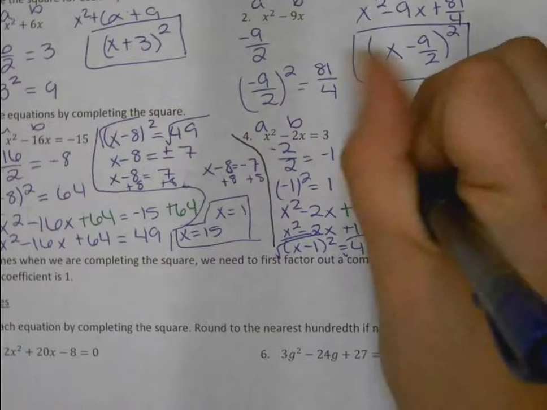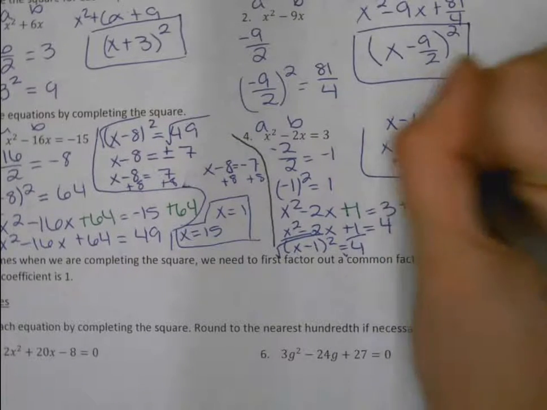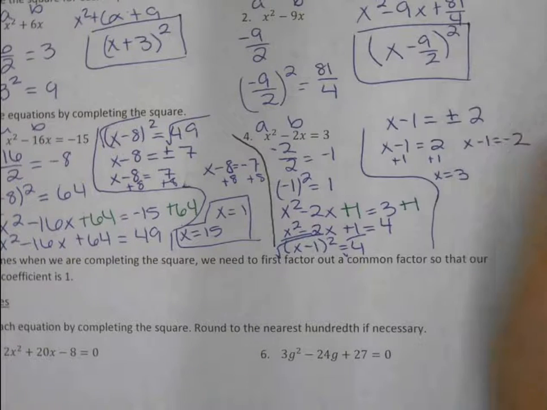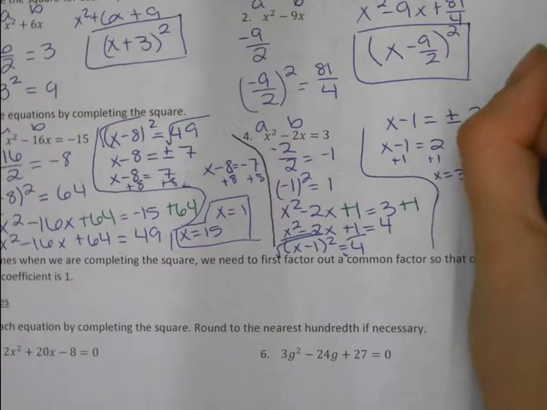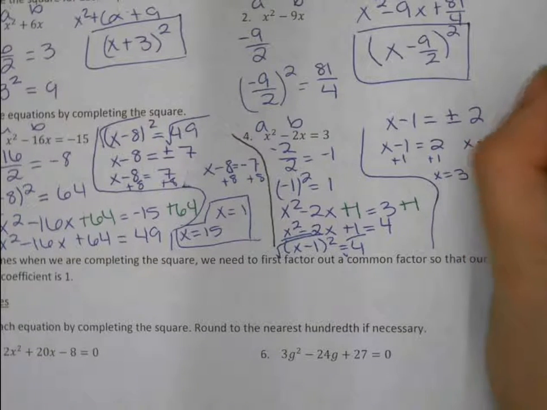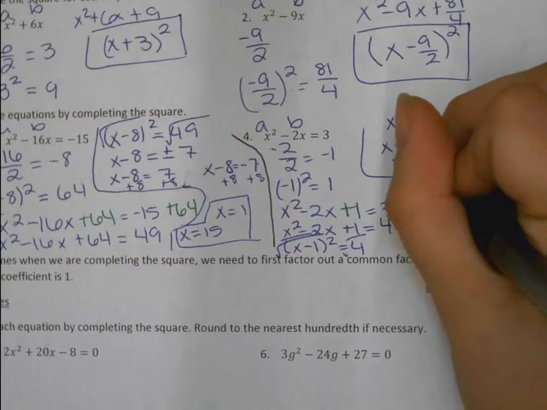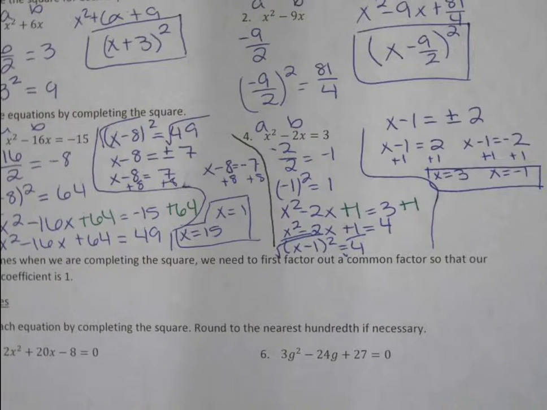Then I want to add 1 to both sides. I get x equals 3. And on the second one I add 1 to both sides and I get x equals negative 1. Questions on number 4?